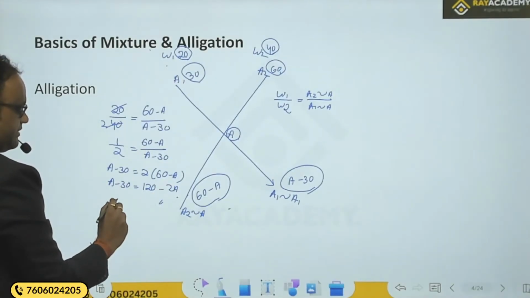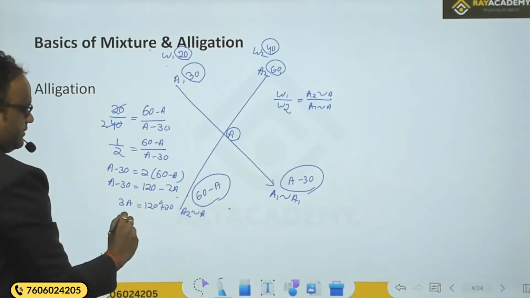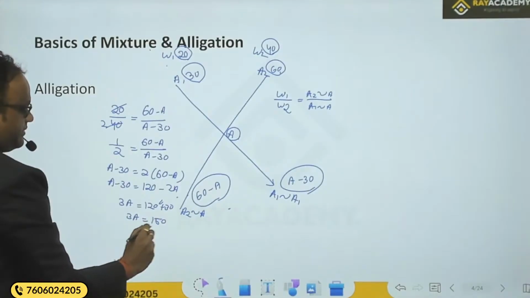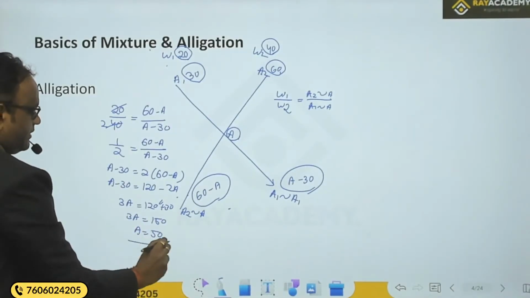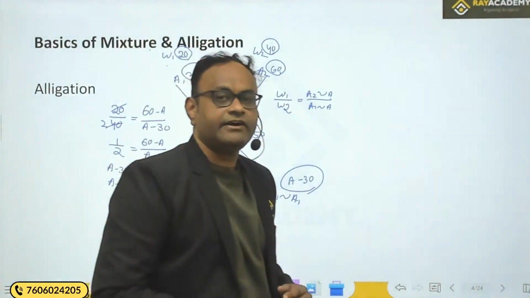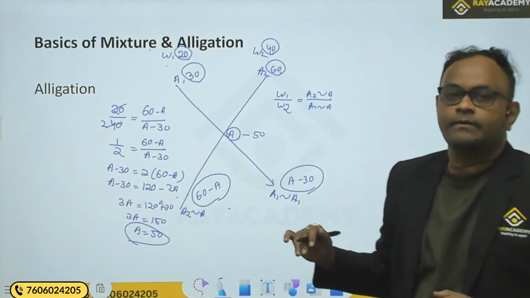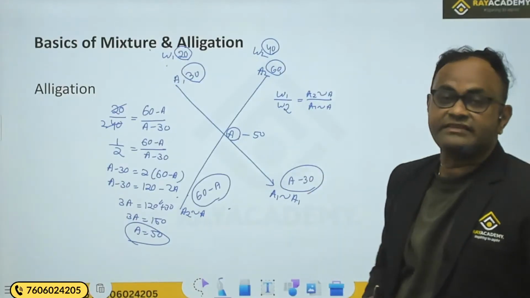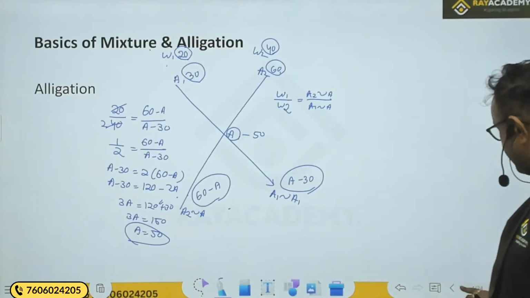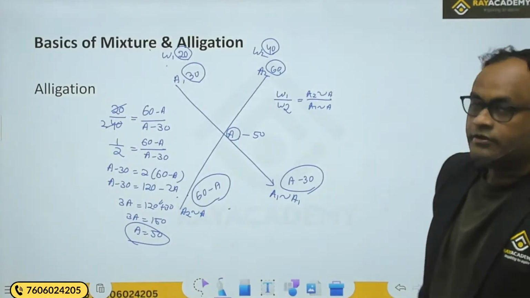So 2A you bring to the left hand side. 3A equals 120 plus 30, so 3A equals 150. A equals 50. So you are getting the value of A as 50. This is just a different way of solving weighted average questions, nothing else. But it will be very useful and quick, we will see in some of the questions. In the first question also we got the same answer, 50. Hope you understand the question.